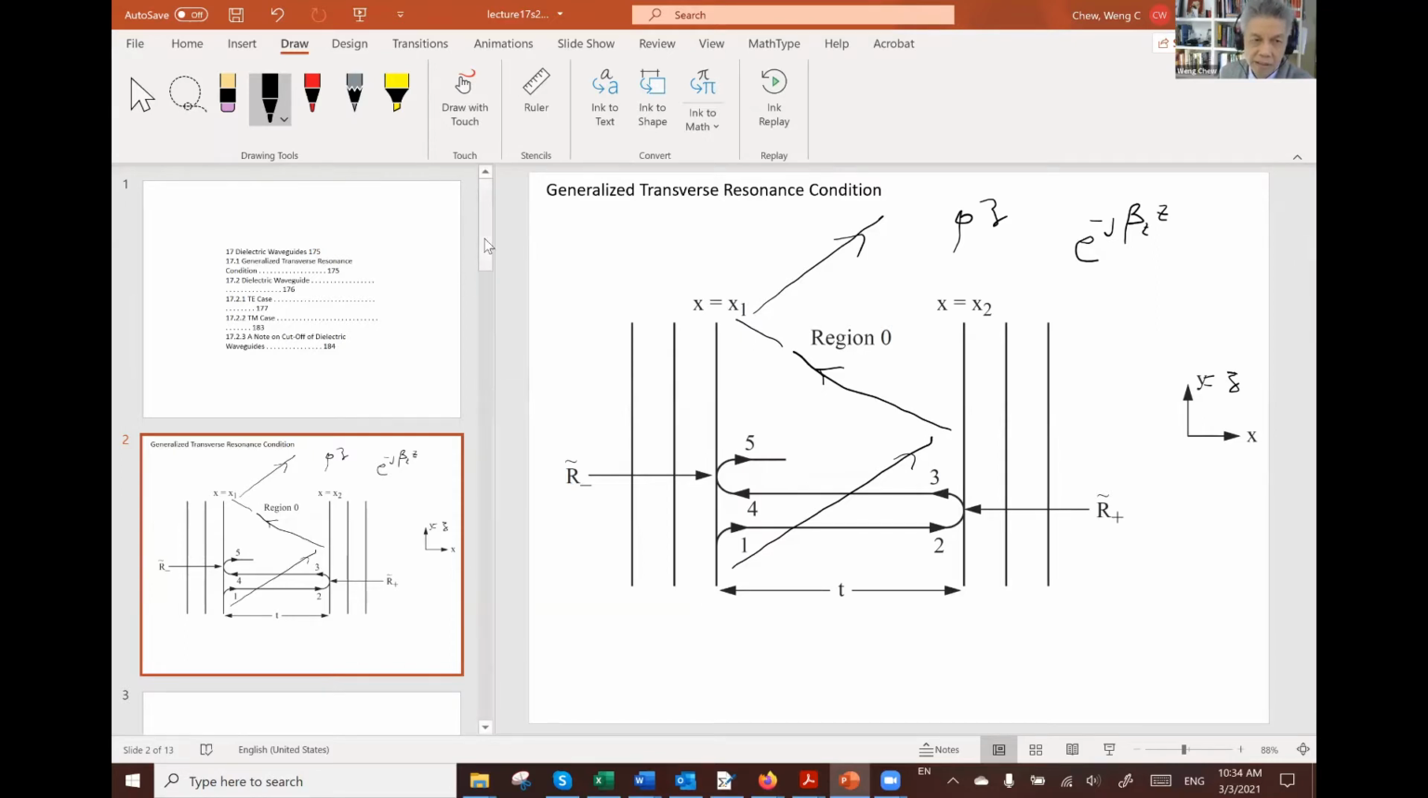Okay, so we can start with 1. In 1, let's assume that the phase of the wave is 1 at this location. And then after the wave propagates this distance, and let's assume that this is region 0, the wave will propagate with the transverse phase. I don't have to put the subscript 0.